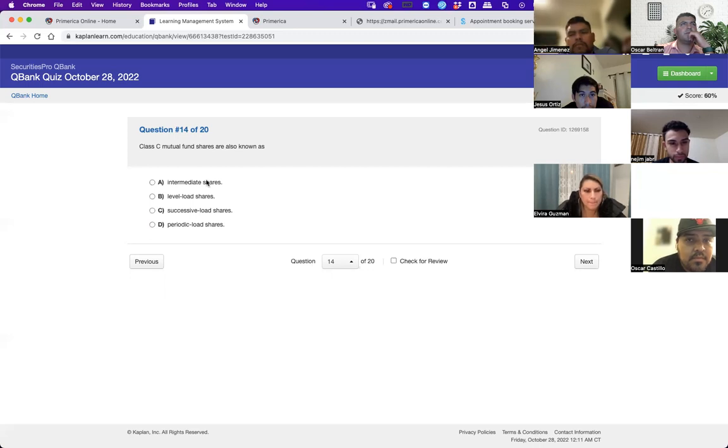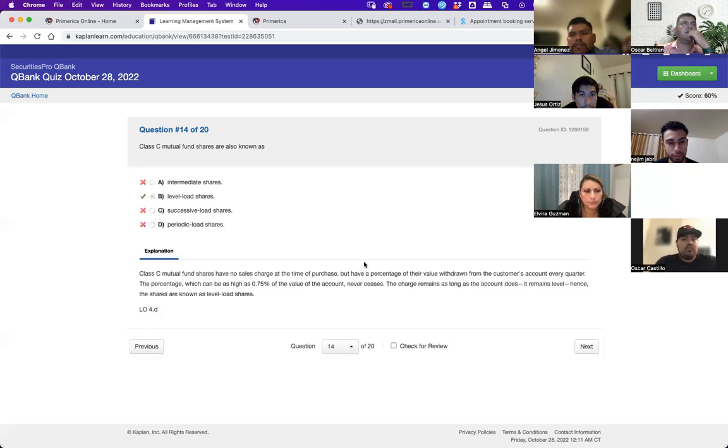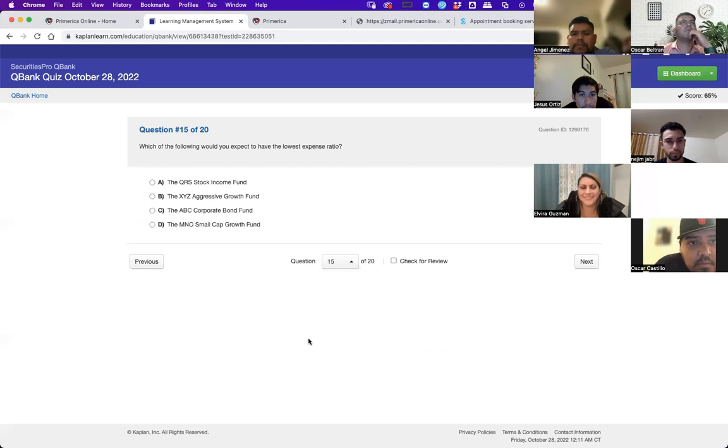I think it's B level though, no? We're about to see. Isn't it B level up? So I don't think intermediate shares actually exist. Remember, they're gonna throw words out there that don't actually exist in the market. Which of the following would you expect to have the lowest expense ratio? Small cap growth. You sure? Yeah. Oh, see, I'm reading it too fast. It is a bond.